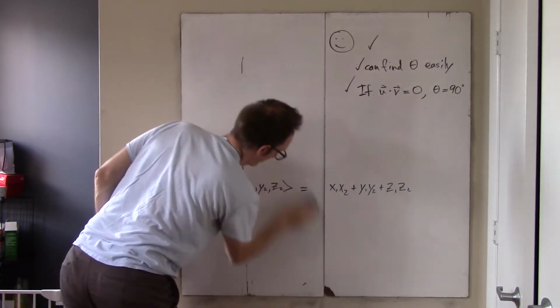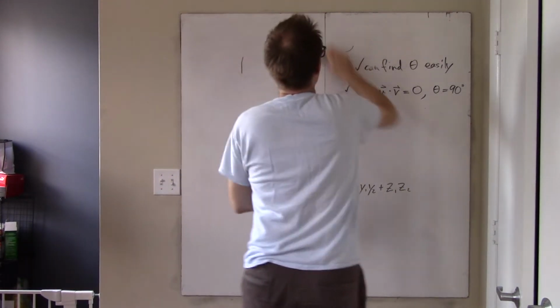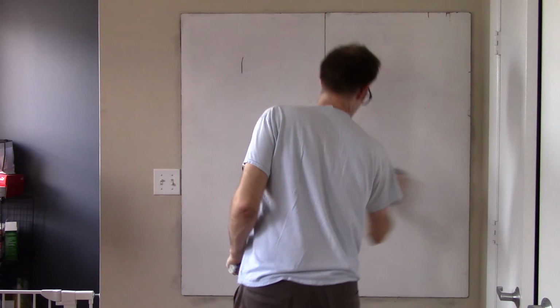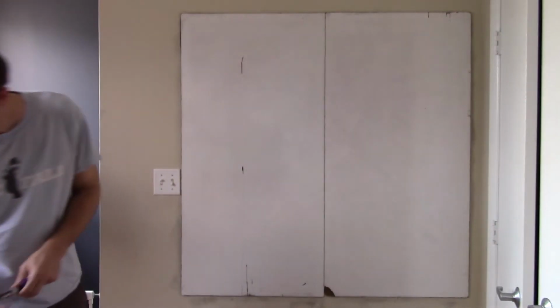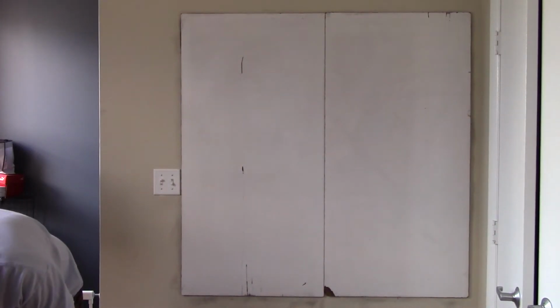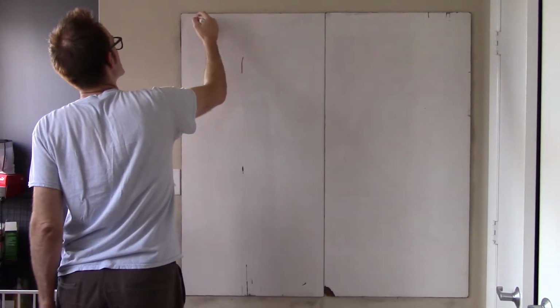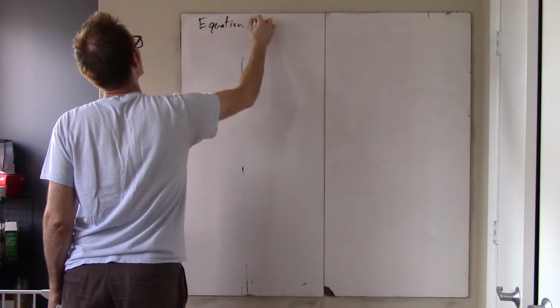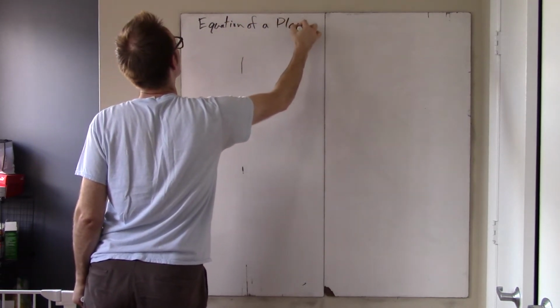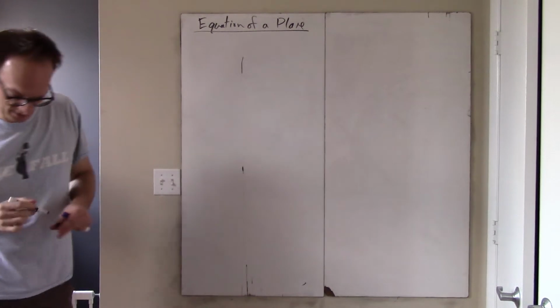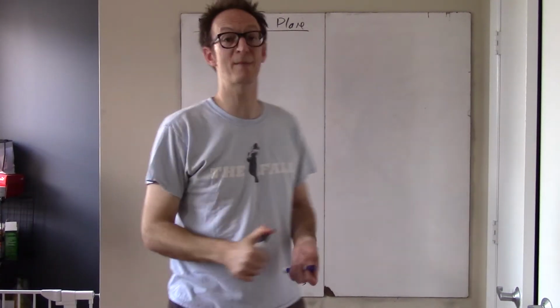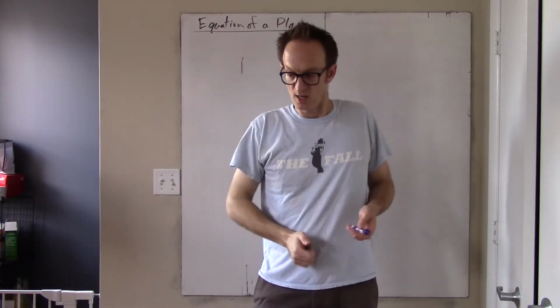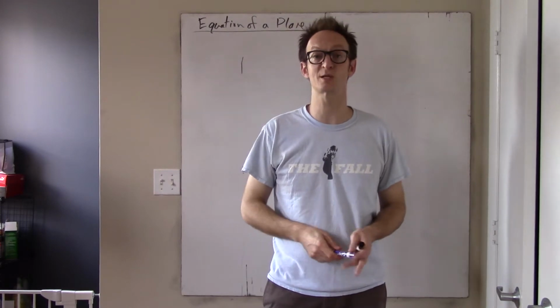Let's do one more thing now, and that is, let's find the equation of a plane. Suppose I want the equation of a plane. How am I going to do this? Well, first of all, let's remember everything we learned in Algebra 1 about the equation of a line.